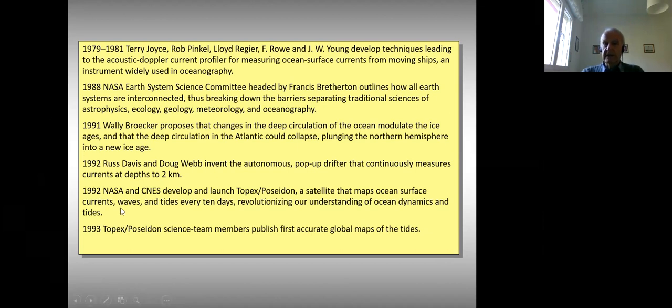Yes, 1992 is the launching of the satellite Topex Poseidon, which maps ocean surface currents, waves, and tides every 10 days. This helps us to understand ocean dynamics and tides. You will see later on how we can learn from the sea level the ocean dynamics, that means the forces acting on the surface currents, and how we can obtain the flow from the surface pattern.